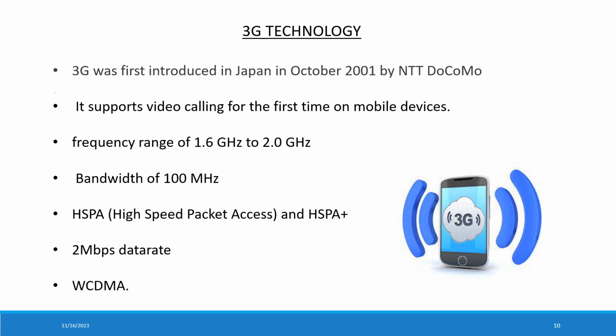Then the 3G technology. 3G was first introduced in Japan in October 2001 by NTT Docomo. It supported video calling for the first time on mobile devices, and the frequency range of 3G is from 1.6 GHz to 2 GHz, and the bandwidth is 100 MHz. And 3G plus technologies are HSPA and HSPA plus, that is high speed packet access, and it is capable of supporting up to 2 megabits per second data rate. And 3G technology uses the wideband code division multiple access technique.